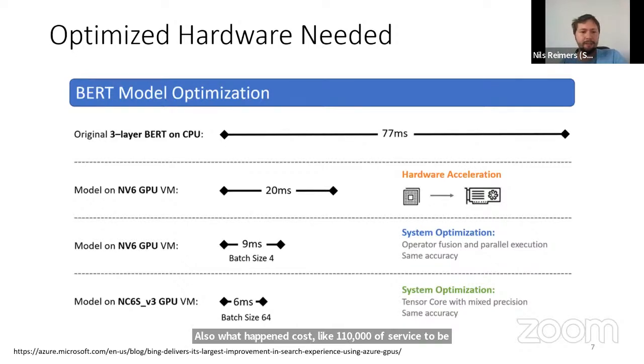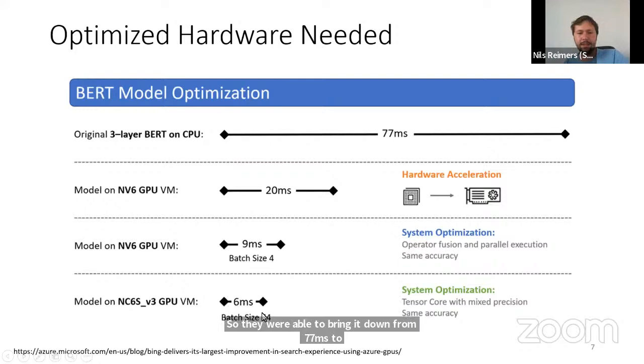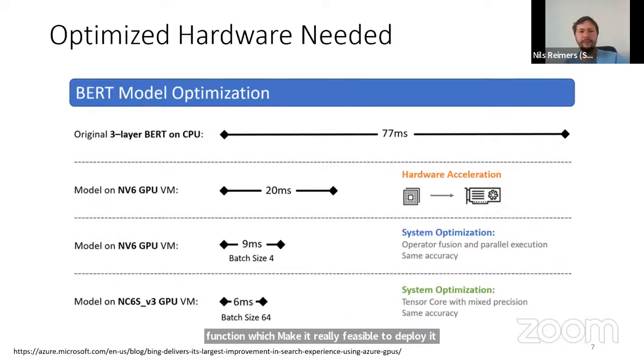So what Bing did is use optimized GPU instances and also optimized Azure further to work with GPUs. They were able to bring it down from 77 milliseconds to just 6 milliseconds and use the neural network in the search function, which makes it really feasible to deploy to hundreds of millions of users.